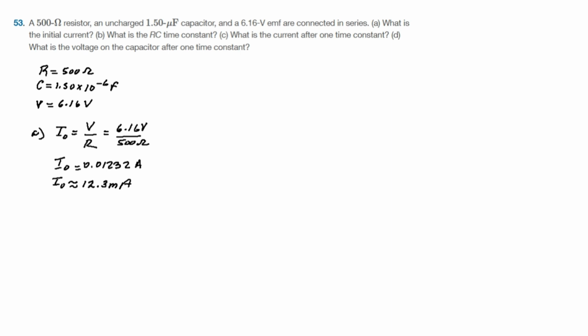Second, they say calculate the time constant. The time constant tau is equal to RC. So we multiply the capacitor times the resistor. So tau will be, R is 500 ohms and C is 1.50 times 10 to the negative 6 farads. So tau, the time constant in seconds, would be 750 times 10 to the negative 6 seconds.